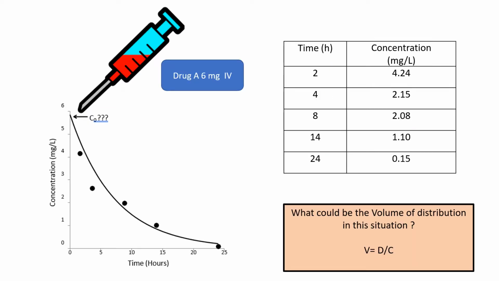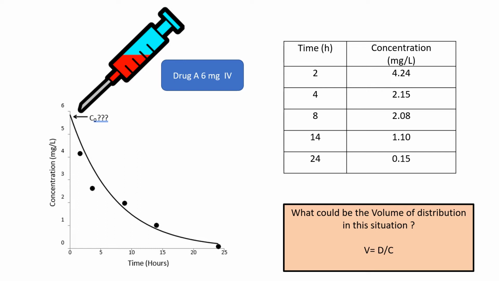So what we can see here is concentration plotted against time. The concentration of a drug is shown at 2 hours, 4 hours, 8 hours, 14 hours, and 24 hours. And you can see that as time goes on, the concentration of the drug decreases.